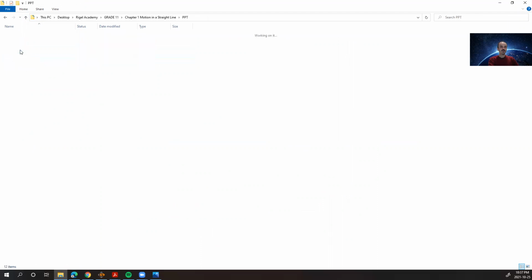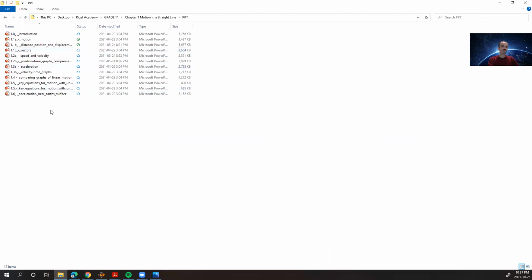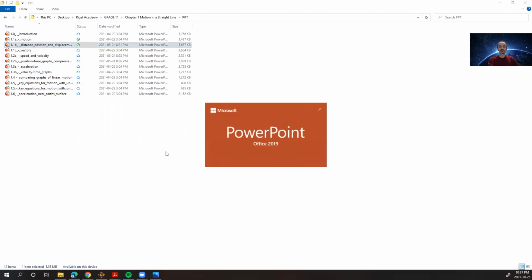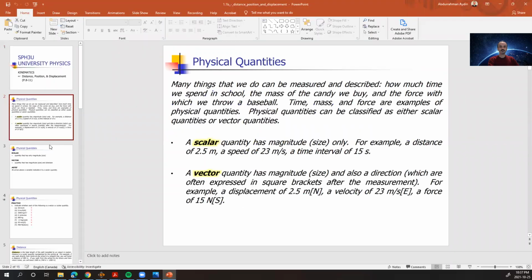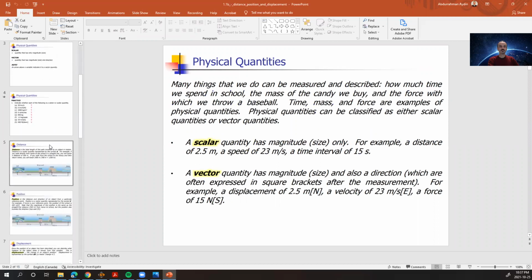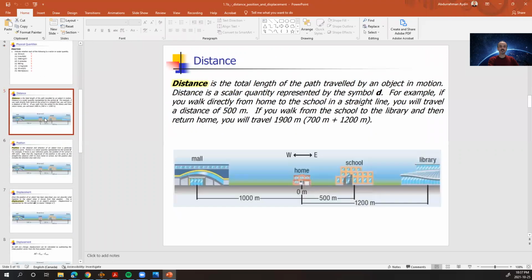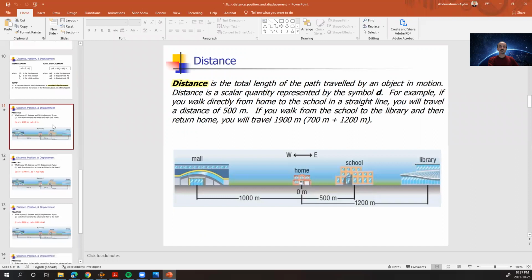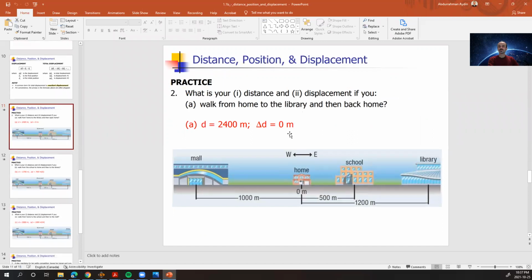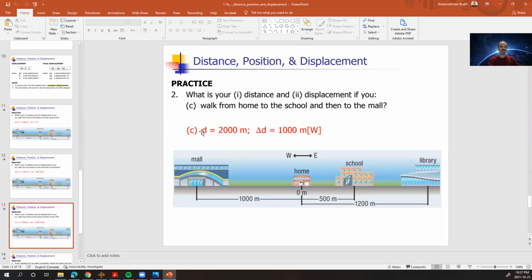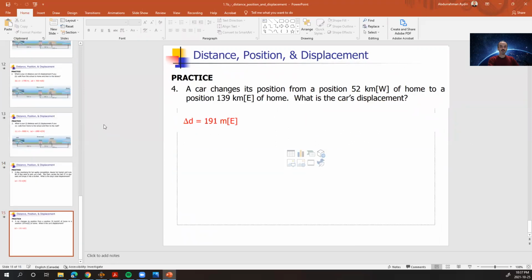And I have PowerPoint presentations for you to understand the concepts. It just summarizes what we go through in the classes. Here it summarizes physical quantities and what is explained in the textbook. There are some practice questions and you can see there are answers as well. So it helps you to go through the topics and have a clear understanding.